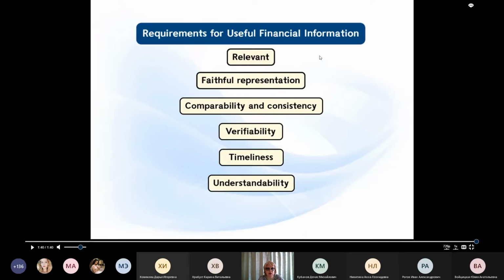And to be relevant and to be faithful, these are the key principles on this list. You see them in the first place, and information should be neutral, free of error, without any intention to lead to wrong decisions. So this is all about the main requirements for useful financial information.